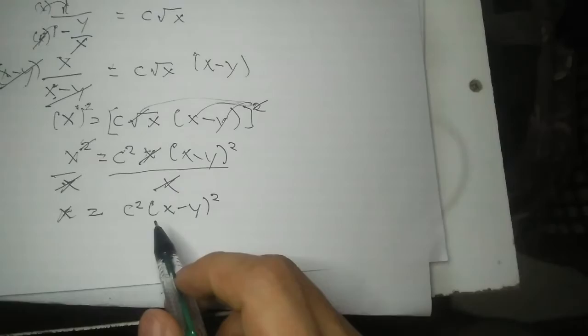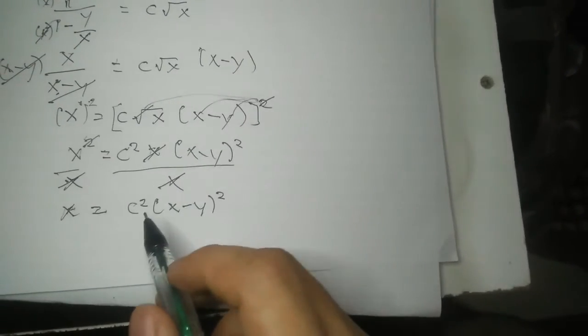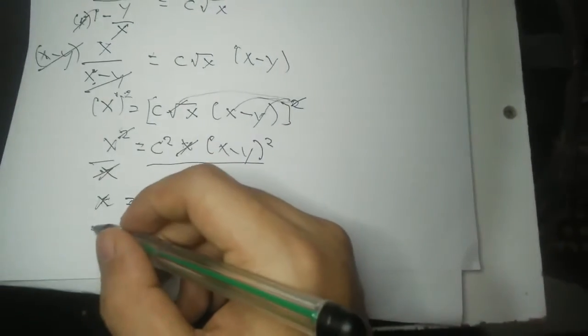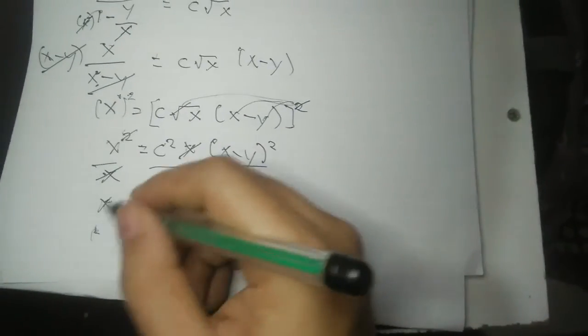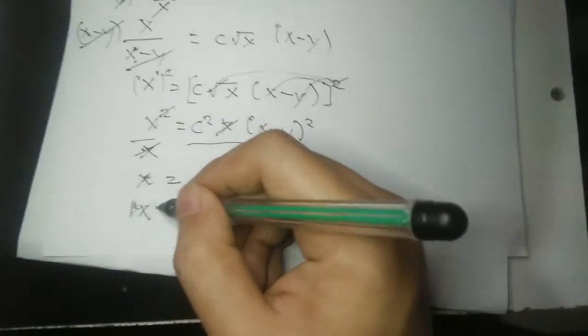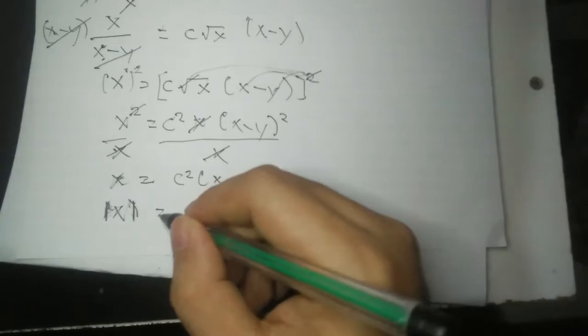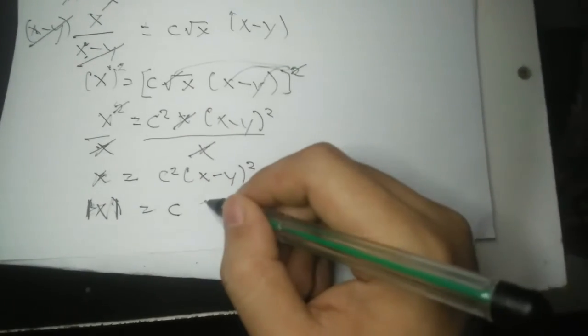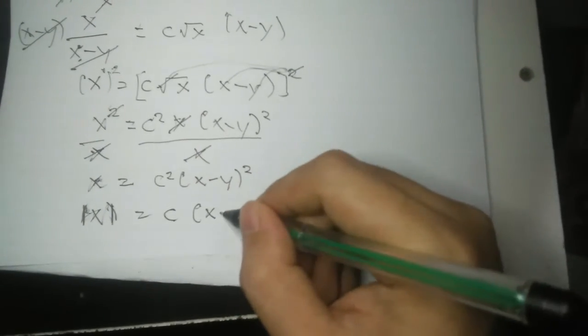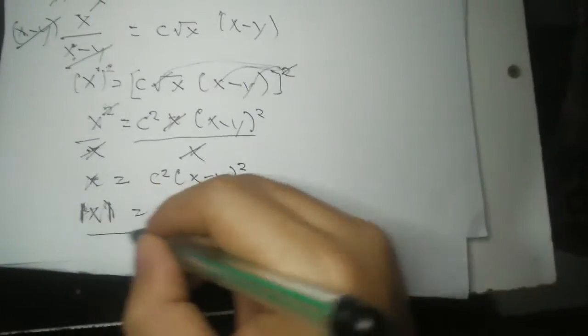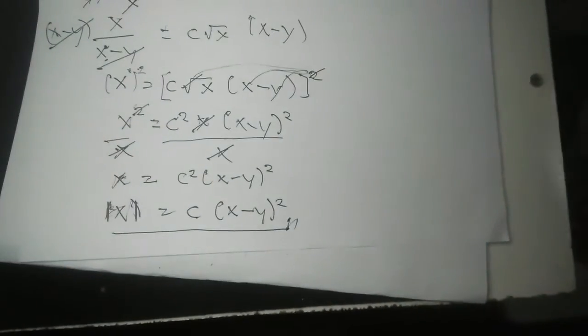So as c squared is constant, we can denote it as c. So our final answer is, it will become the absolute value of x is equal to c times x minus y squared, and this is our general solution.